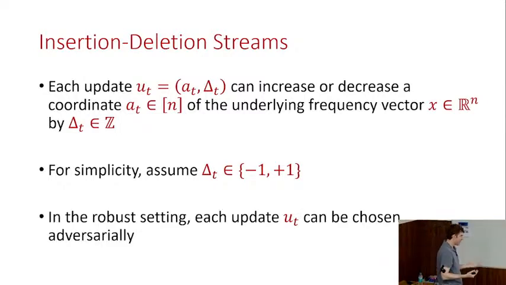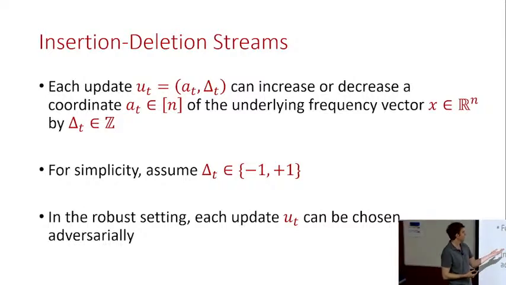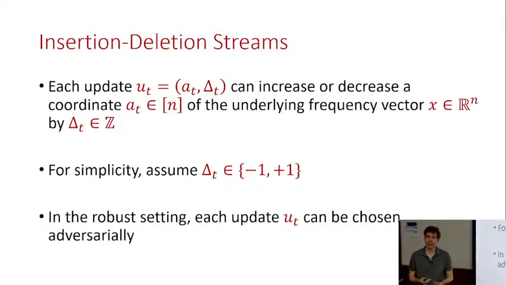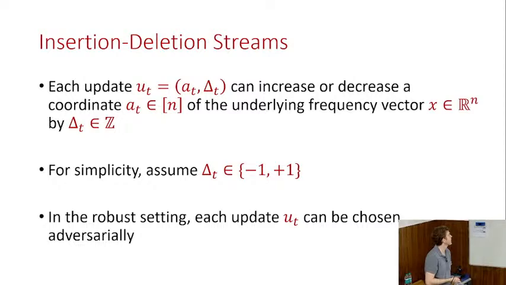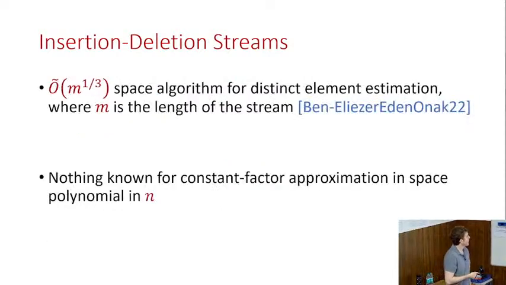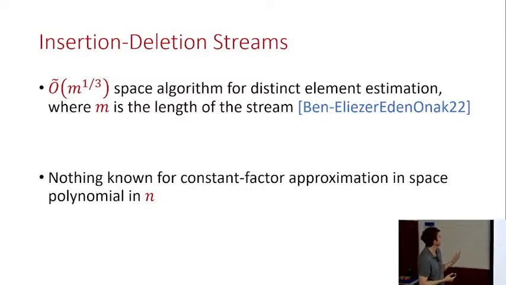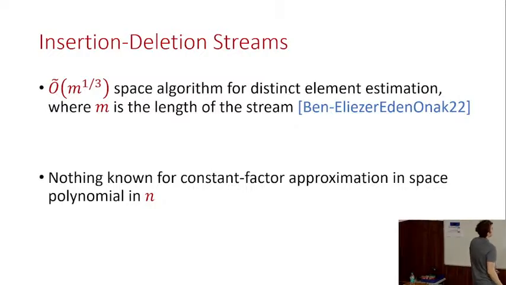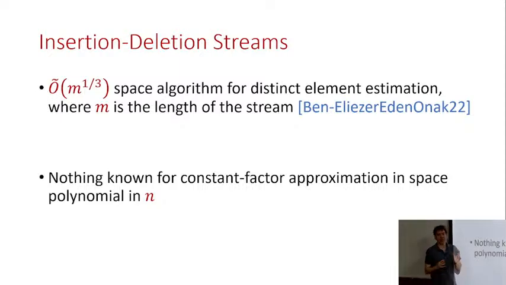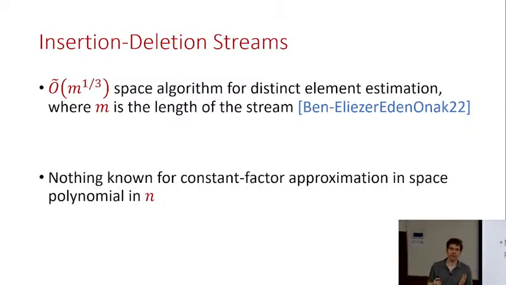And in the robust setting, as we know, each update u_t can be chosen adversarially. What is known in this setting? So there is a non-trivial bound of Ben-Eliezer et al., which shows you can get m^(1/3) memory. Here, m is the actual length of the stream. Okay, so this is not a great bound if m is large. You know, in the data stream model, you typically have a very long stream.